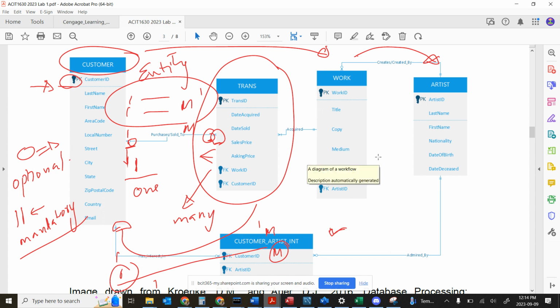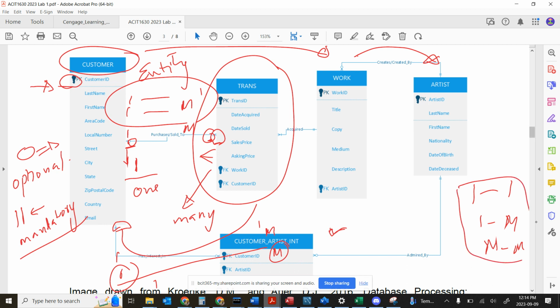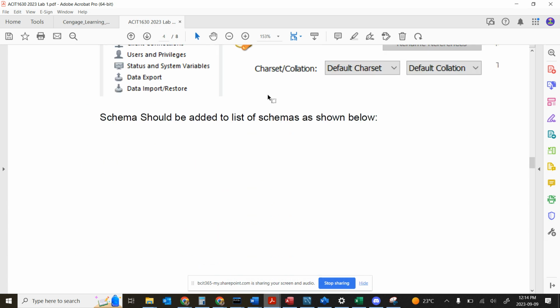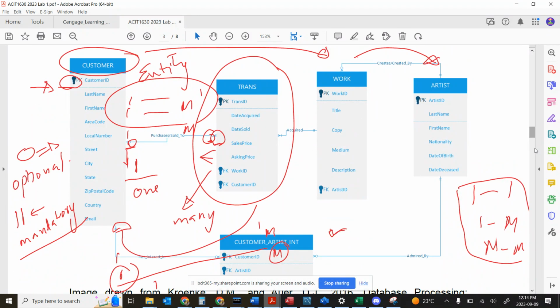Now we have another one. Let's look at transaction to work. Here we have a one-to-many relationship as well. We have three types of relation: one-to-one, one-to-many, and many-to-many. So as it is one-to-one, one-to-many, many-to-one, we'll read it as one-to-many. Okay, we'll read from left to right, then right to left now.